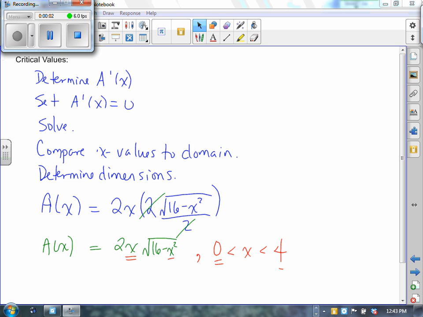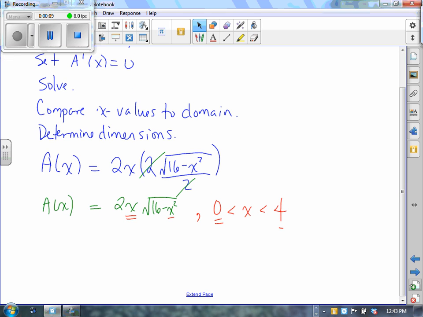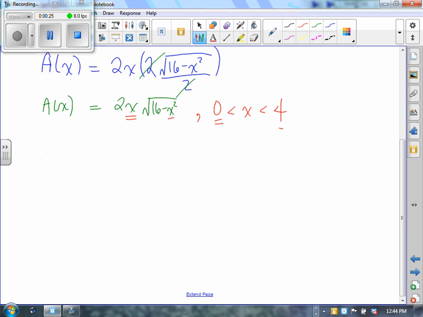Okay, here we go with part 2 of what we began earlier on in trying to determine the dimensions that will maximize the area of the rectangle inscribed within that ellipse. So in order to do that, let's determine A prime at x. So let's go ahead and do that. A prime at x.